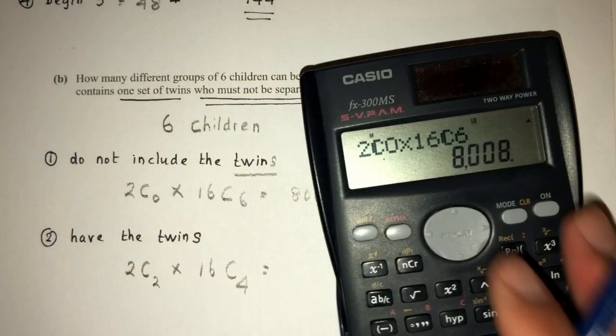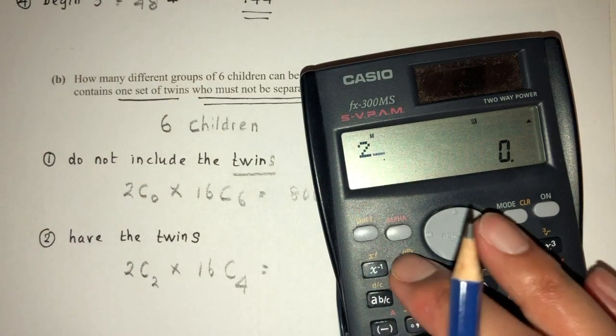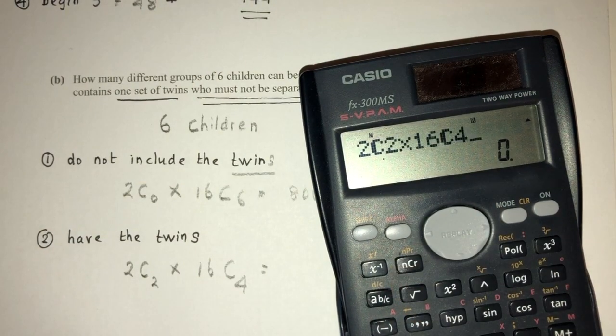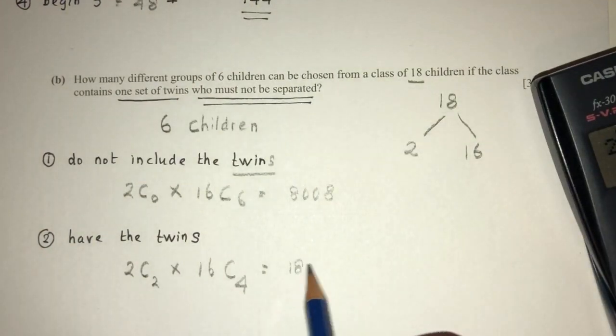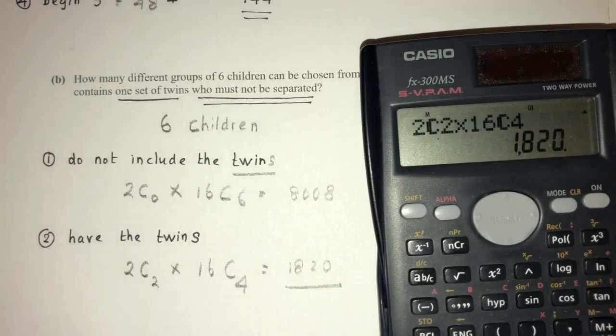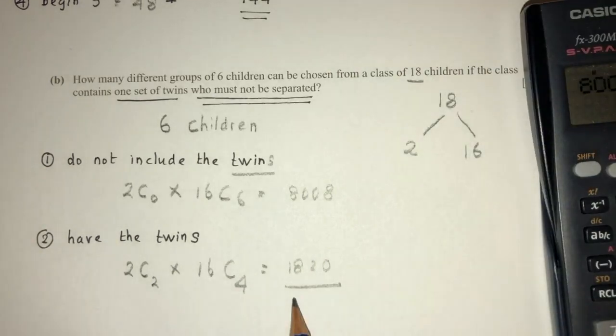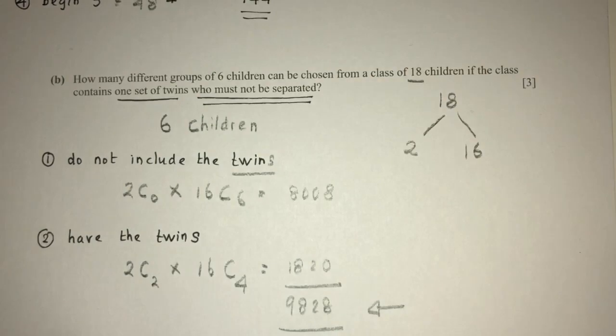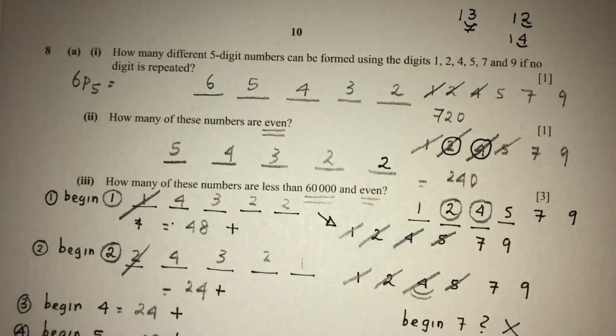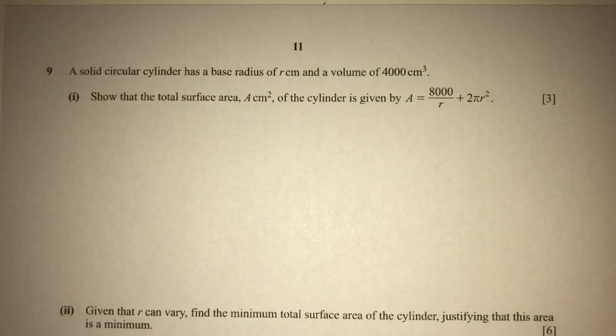So let's find out. 2 choose 2 times 16 choose 4. That will be 1820. So 8008 plus 1820, that will be 9828. And this will be your answer for part B of question number 8. Now let's move on to question number 9.